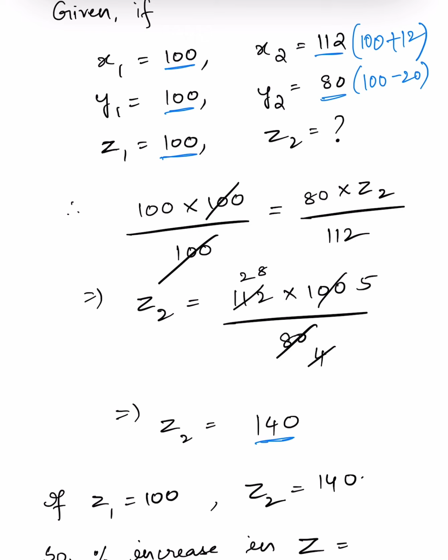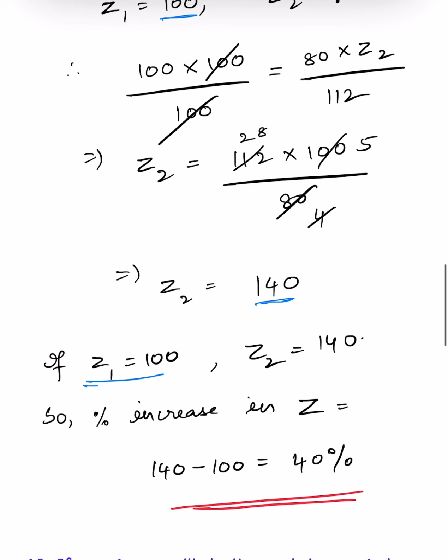Okay. So if z1 is 100, z2 is 140. That means what is the percentage increase in z? 140 minus 100 is 40. There is a 40% increase in z.